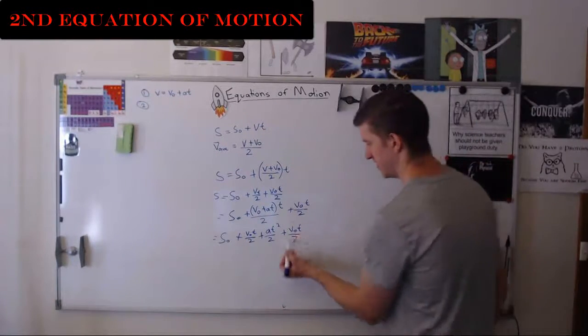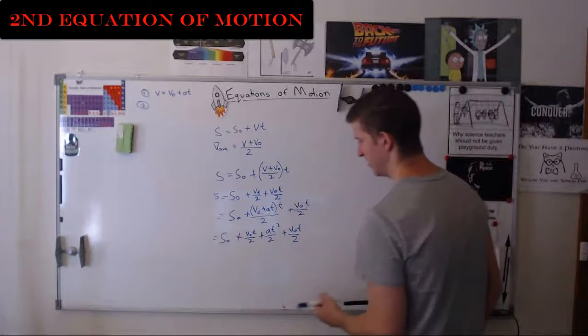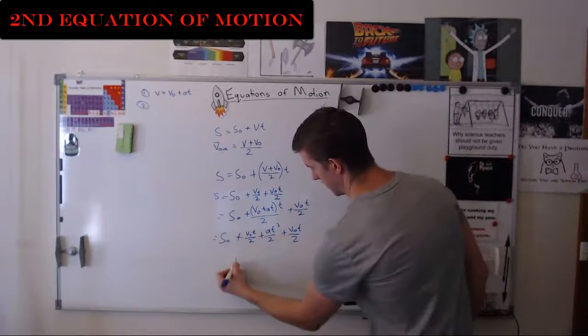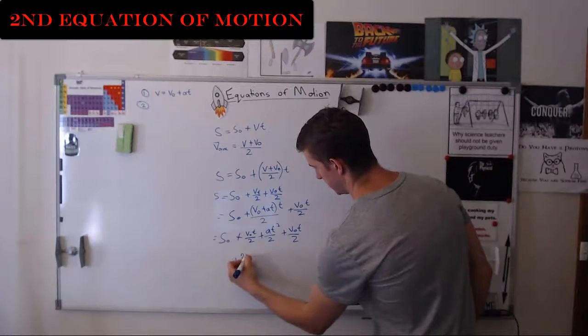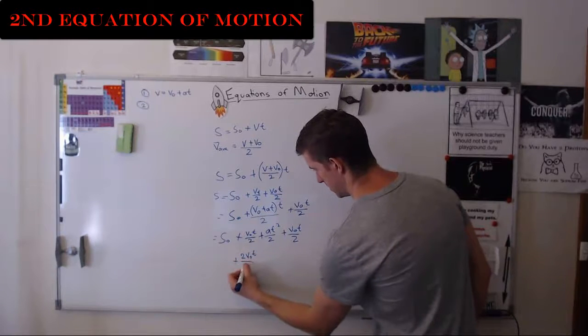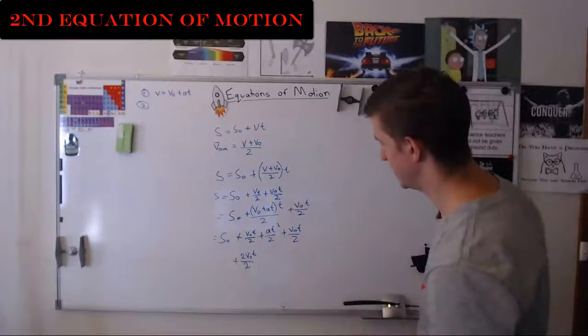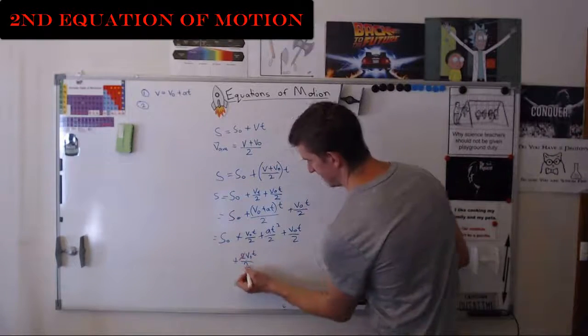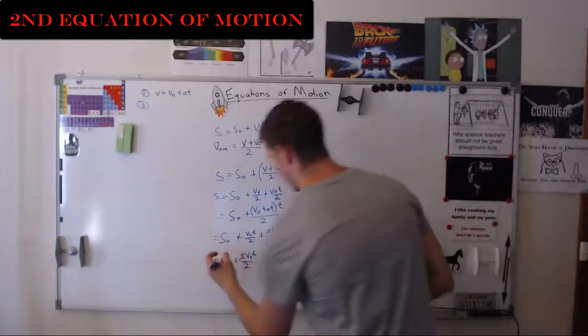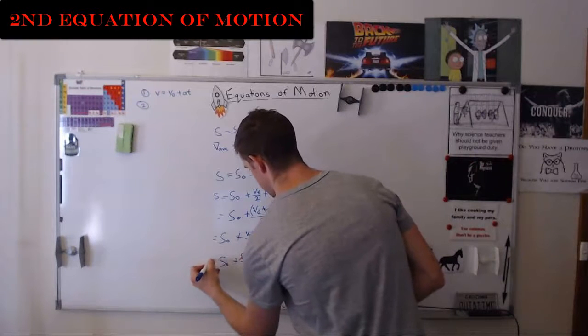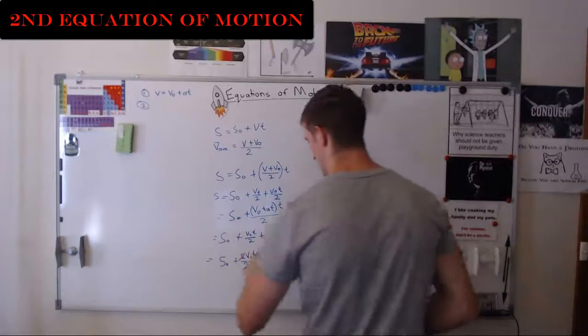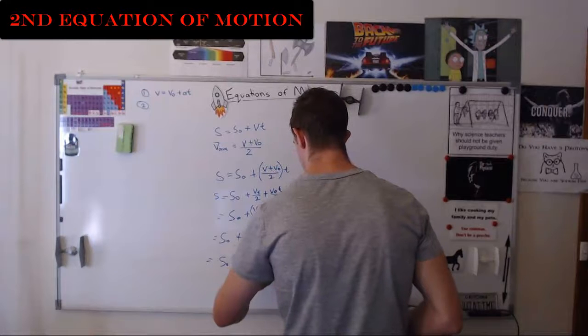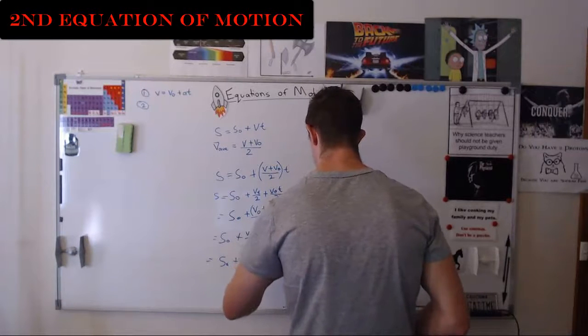So I've got a V naught T and a V naught T. I can add those two together, and that gives me 2 lots of V naught T over 2. And then you can see from here that these are going to cancel out. I get my S naught still, and now I get what I can write as a half AT squared.